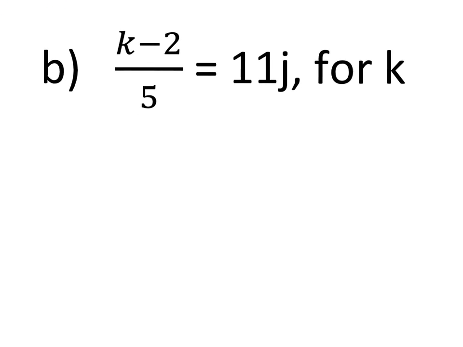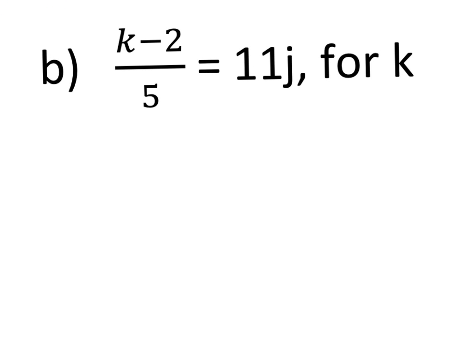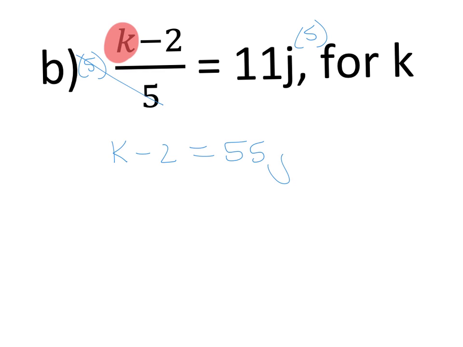If I'm looking at B and I want to isolate K, I want to get K all by itself. Now keep in mind, this is a big fraction, right? This is a big boy. So we're going to take the big boy down by multiplying by 5. I'm multiplying by 5 on both sides, so those cancel. So I have k minus 2 equals 55j. 11 times 5 is 55.